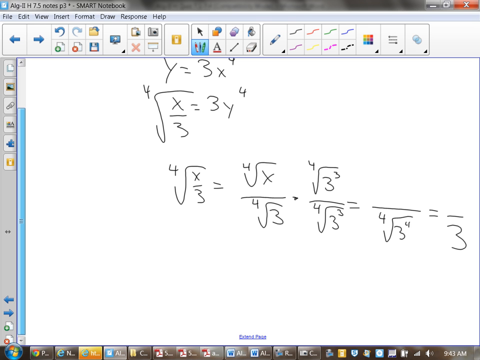And what's 3 cubed? 27. So your numerator is the 4th root of 27x. And that's how that looks. Okay? I think that if it was not written as a 4th root, but as a square root, you would have caught it.